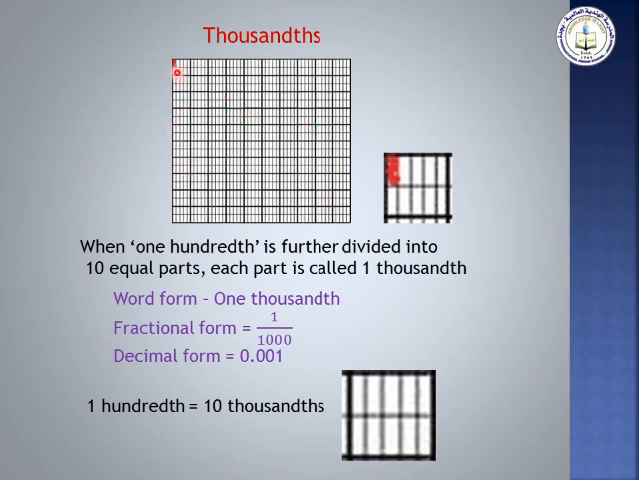So, we can read it as 1/1000. The fractional form is 1 divided by 1000. In this 1000, how many zeros? 3 zeros. So, when we write in decimal form, after the decimal point, how many digits should we keep? 3 digits, that means 0.001. After the decimal point, 3 digits are there. Then, this is 1/100. How many thousandths are there? There are 10 thousandths. So, we can write 1/100 is equal to 10 thousandths.